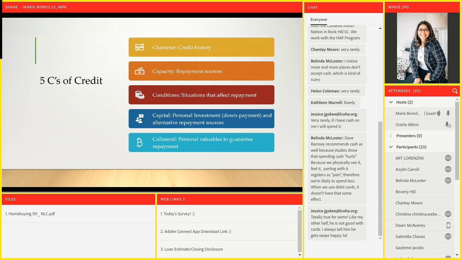Capital. This is typically your down payment, right? In the case of homeownership, you're able to say, I can put 3% down, 10% down, 20% down on a home. And then collateral, this is just your personal item. Let's say you have something of value. Think of a car itself. If you pay that car off, you still have it. It belongs to you. And so in that way, it's guaranteeing that you can repay should you use that.